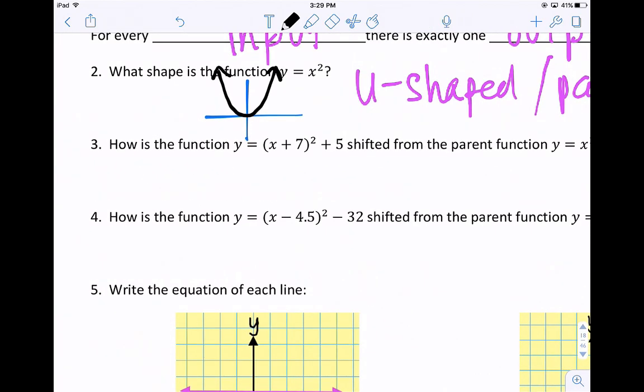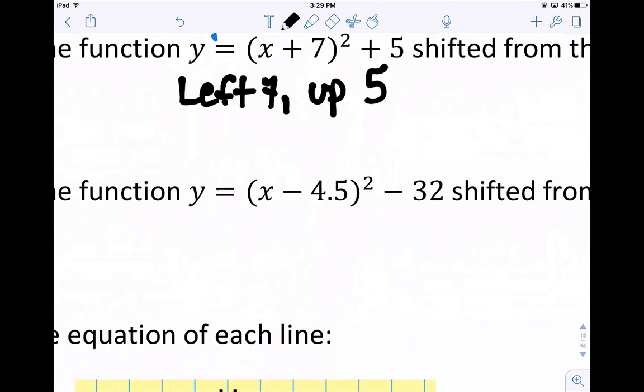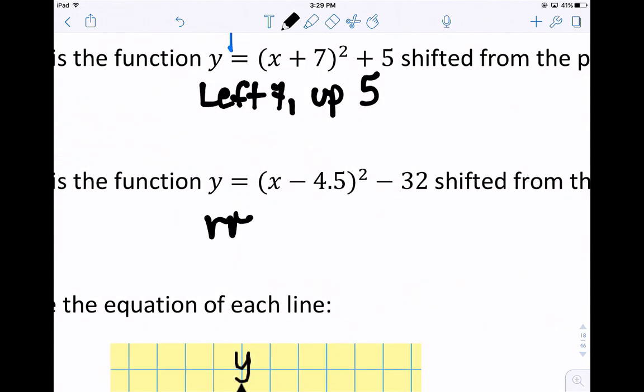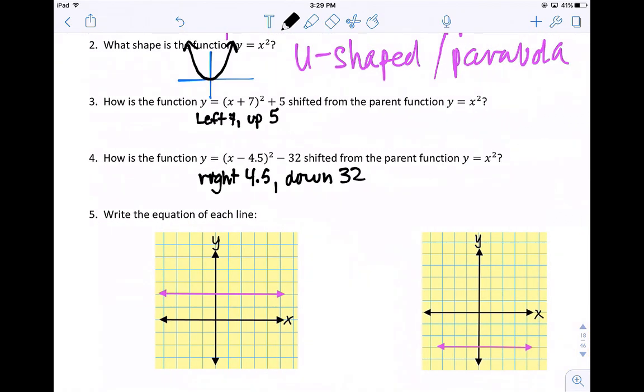So to review, the plus 7 shifts it left 7, up 5. And we knew the minus 4 is right 4.5, and down 32. So these are questions you've been asked the whole semester and last semester. All right, let's review this.